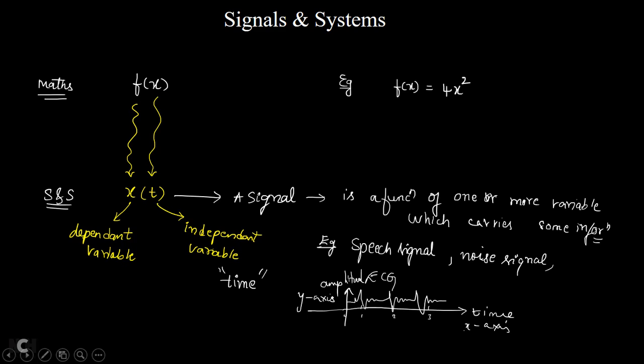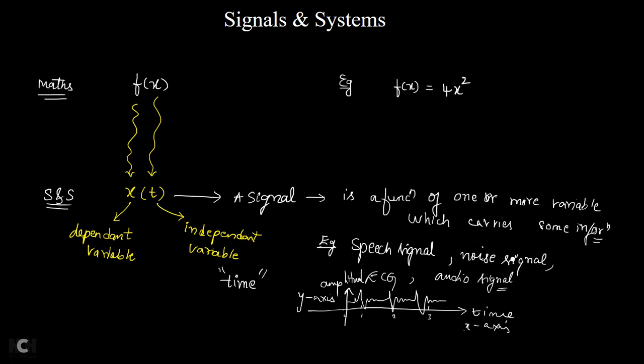That is why in our subject we use the notation x of t, where x is a signal which depends on one variable, time. That's why t is written. So speech signal, noise signal, ECG, and audio signal are many examples of signals we can quote in the real world. All these signals depend on only one variable, that is time. My speech signal, noise, audio, everything depends on only one variable.